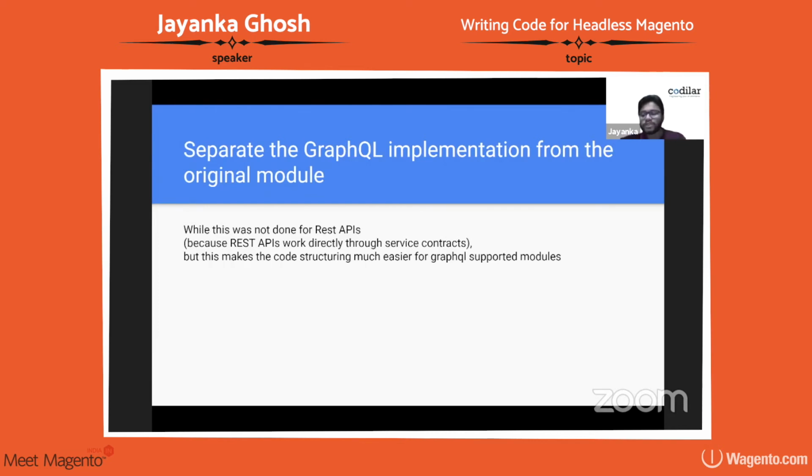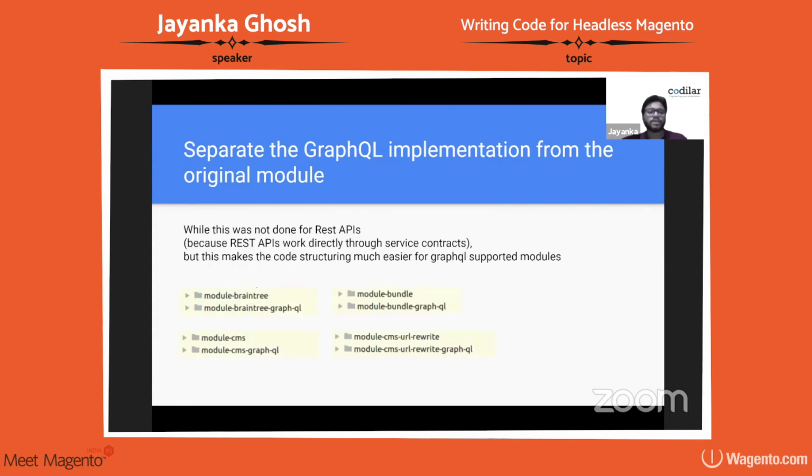But for GraphQL, if you see Magento's vendor directory, you will see things like these. You will see a module Braintree and a module Braintree GraphQL. You will see a module CMS and a module CMS GraphQL. So it becomes very easy for us to structure our code, number one, and number two, it becomes easy for other people to understand which of our modules support GraphQL. So always try to separate the main module and the GraphQL implementation, which will only have the GraphQL data providers, the schema.graphql file, and stuff like that. So separate your GraphQL implementation from the original module.